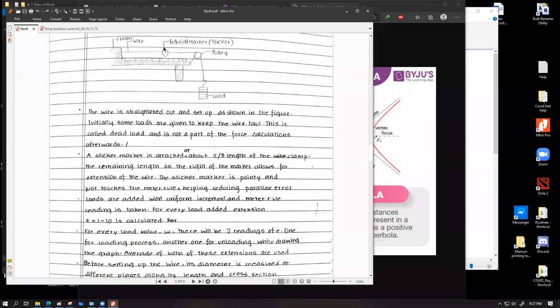Subtracting the original length from the extended length gives us the extension. So whenever we add loads, for every 100 gram load added our wire will be extended by a little bit, and we can calculate the total extension. We are not going to calculate the incremental extension, meaning how much the wire extends from 100 gram to 200 gram. We are going to calculate how much the wire extends from 0 gram to 100 gram, then from 0 gram to 200 gram.